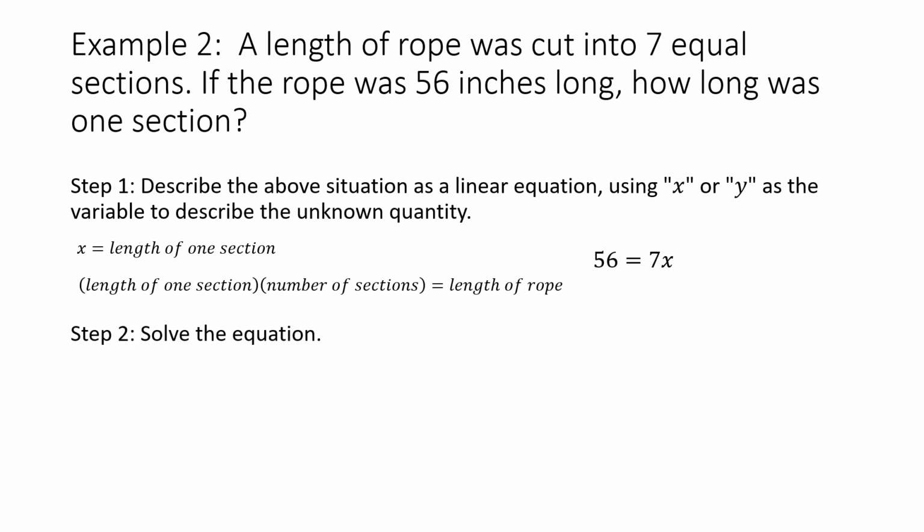So step 2 is actually wanting us to solve the equation. The 7 and x are being multiplied. They're attached. So to undo multiplication, I'm going to divide. So I'm going to divide both sides by 7. And I'm going to get x equal to 8 inches. That's the length of one section.